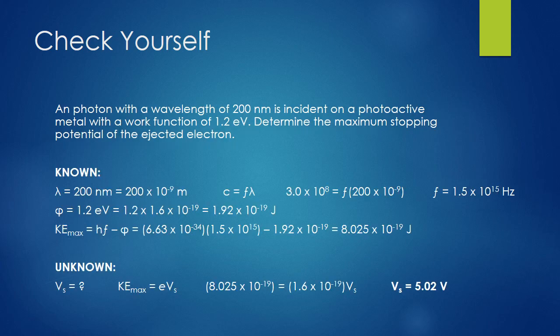Did you get that your stopping potential is 5.02 volts? If so, you're absolutely correct. You are on the right track, and you are ready to tackle the B-level practice problems on your handout. If you're still confused, please go back, rewatch this video, go back to your B-level reading, look through that example on that handout, or feel free to text, call, email, or ask questions in class on Monday.